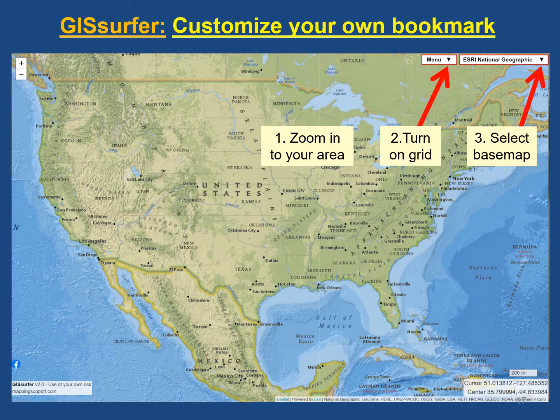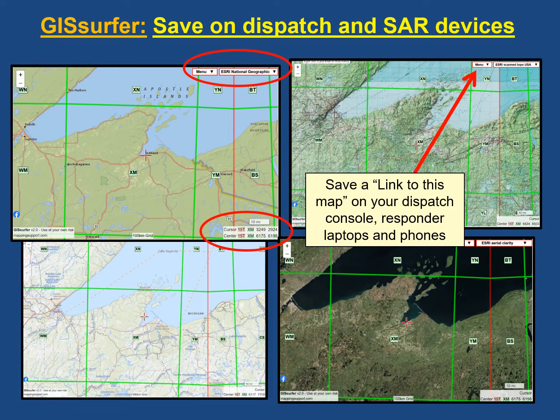You zoom into your area, then use the menu to turn on the national grid, and then you select a base map that you like to have as a default. Whatever base map you choose will show the map name, a menu, and the USNG coordinates in the lower right. Click on Menu to get a link to this map, and then save it as a bookmarked site on your dispatch computer, on your rescuer laptops, and on your cell phones.